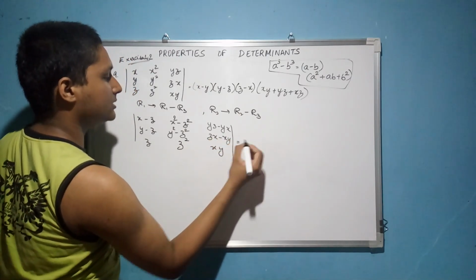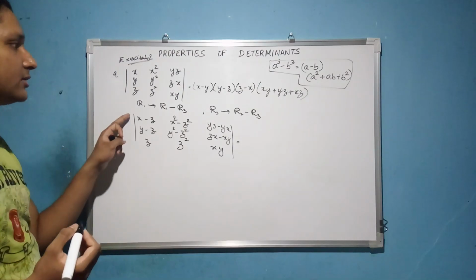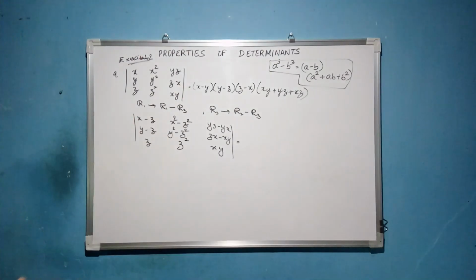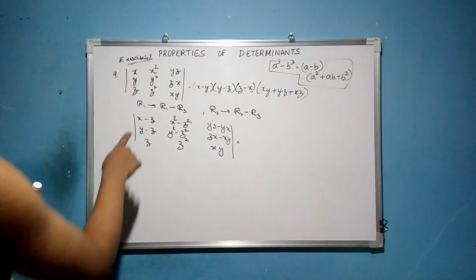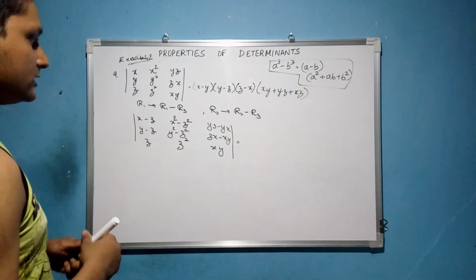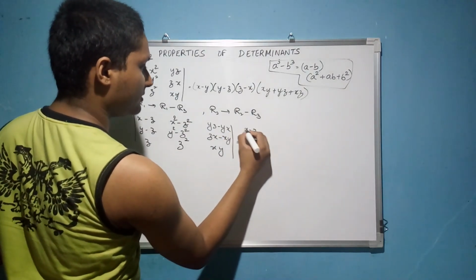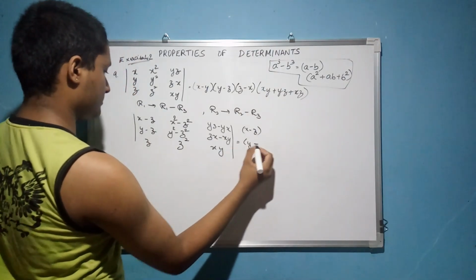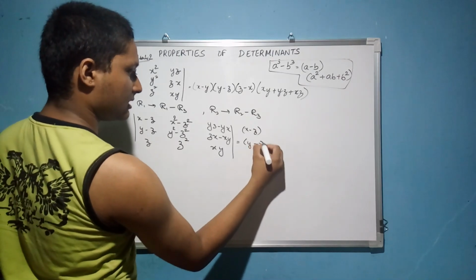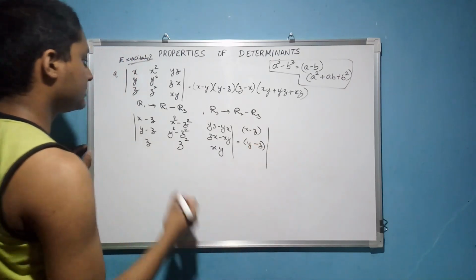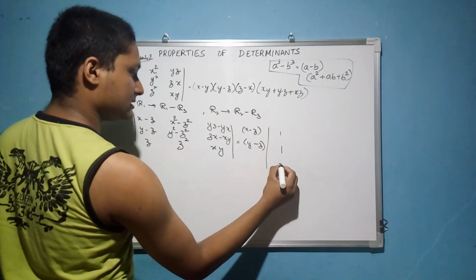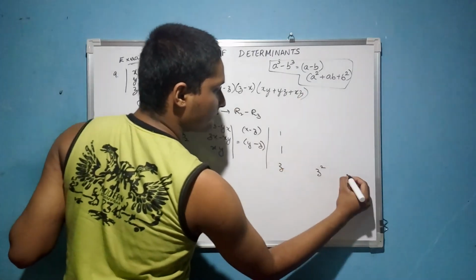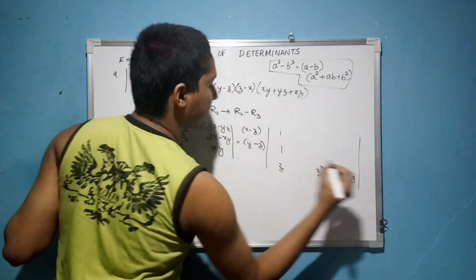That is equal to how much? Now we need to take these terms outside, so we need to take out the common factors. x minus z is one of the terms, so we'll take x minus z from the first column. From the second we'll take y minus z. This becomes 1, 1, z and z square and xy as it is.